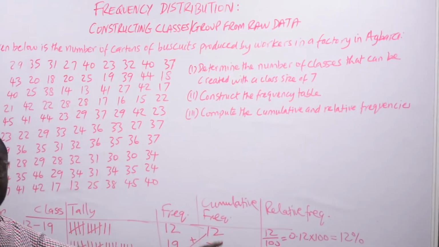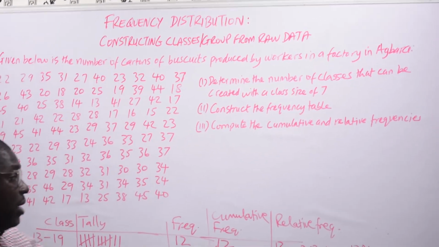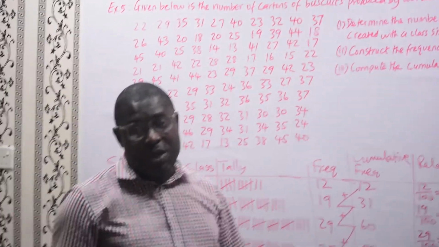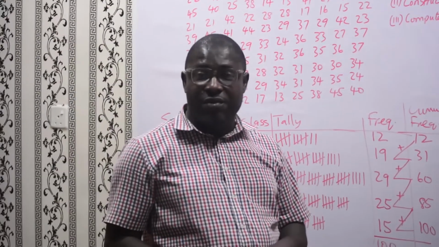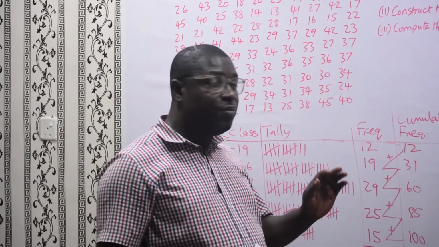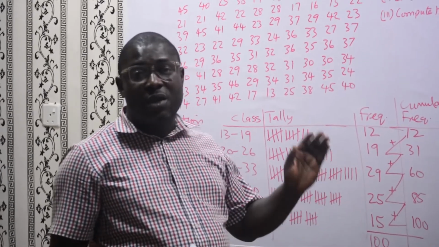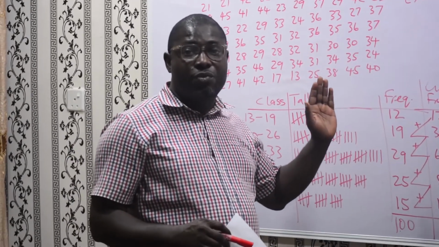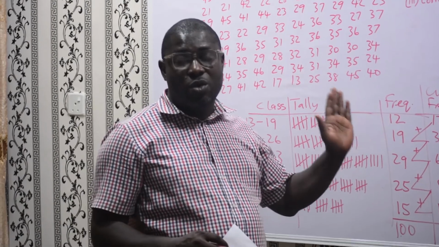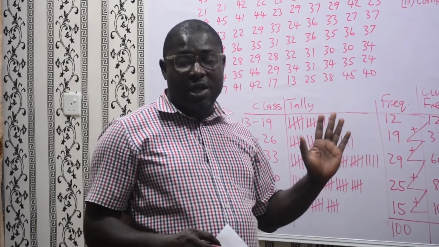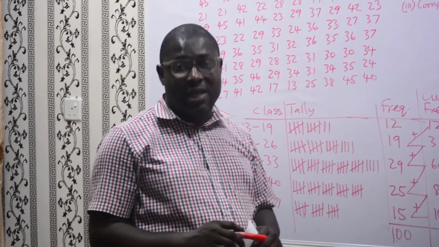So far we have been able to go through how to construct our frequency distribution table, how to derive cumulative frequency, and also how to calculate relative frequency. In the next video we are going to look at the elements of our group frequency table. We're going to look at some of the elements that are important for you to note as you get on in mastering statistics.